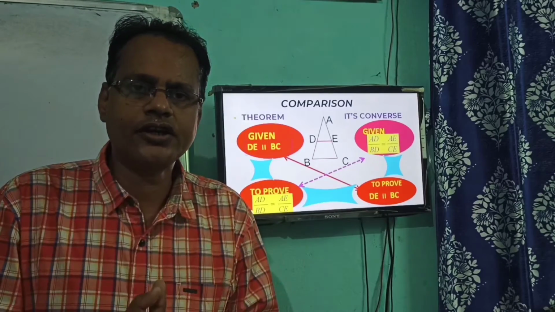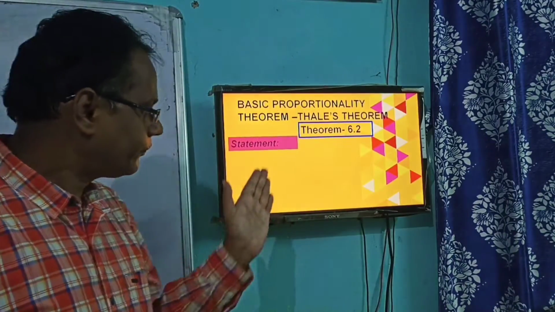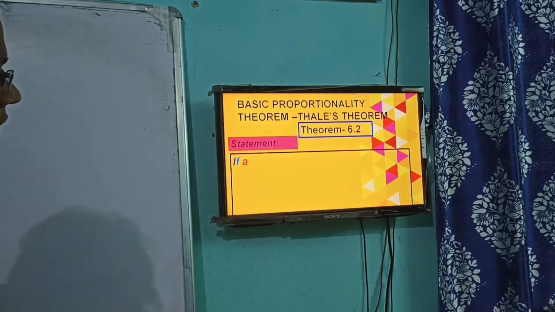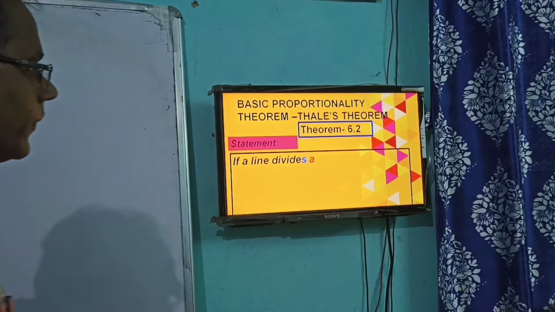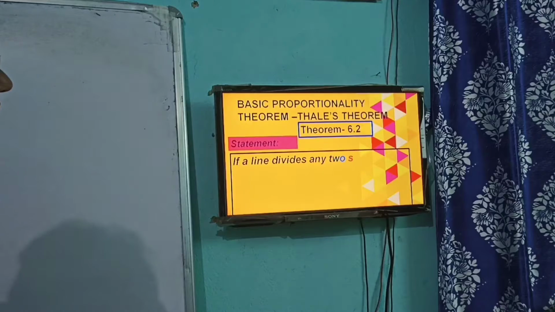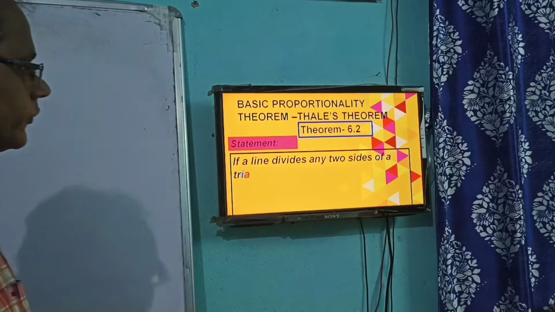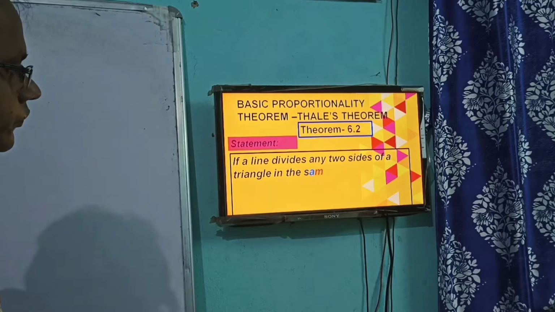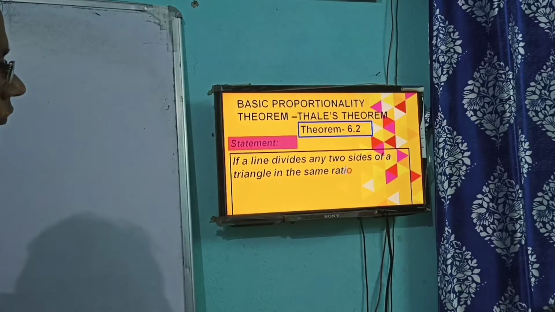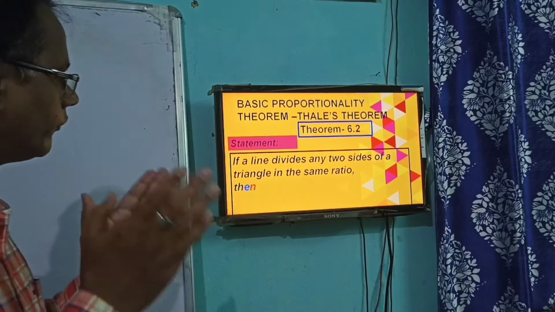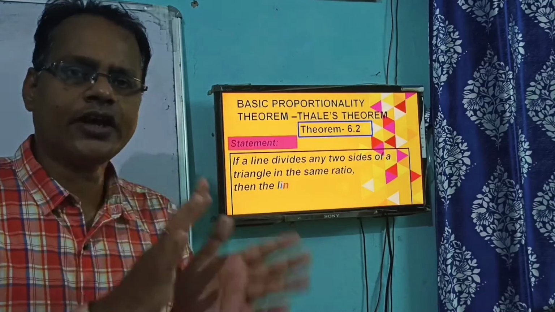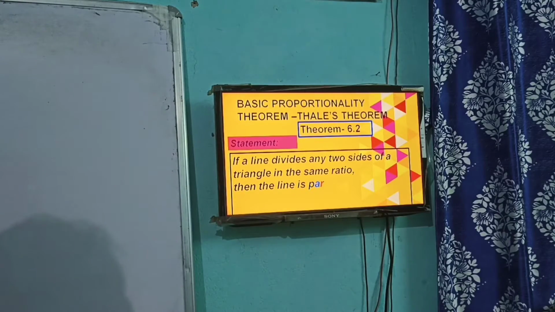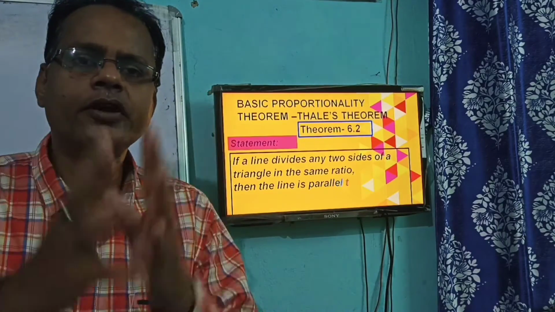This is the simple statement of the theorem. I can once again recite the statement. You listen: if a line divides two sides of a triangle in the same ratio, then the line is parallel to the third side. So this is the statement of the theorem.